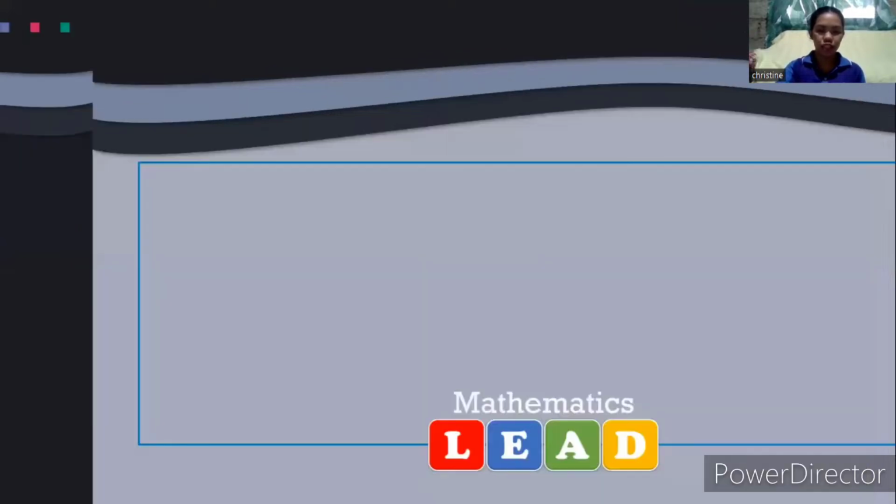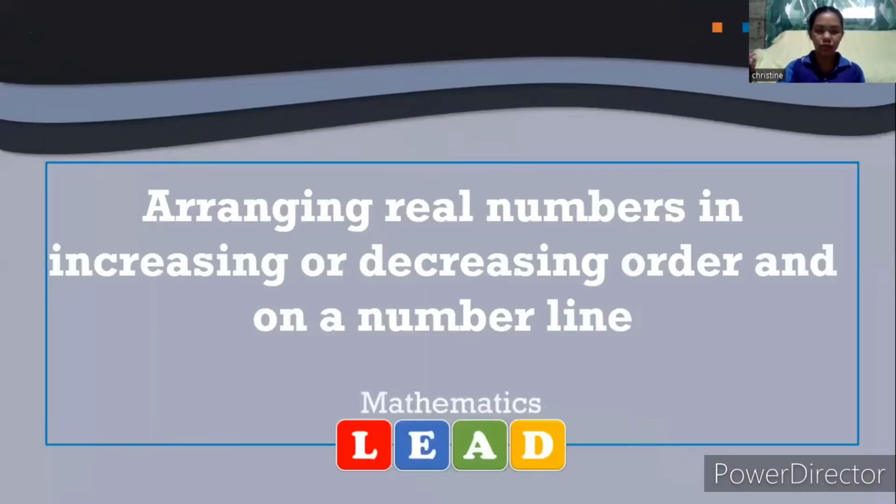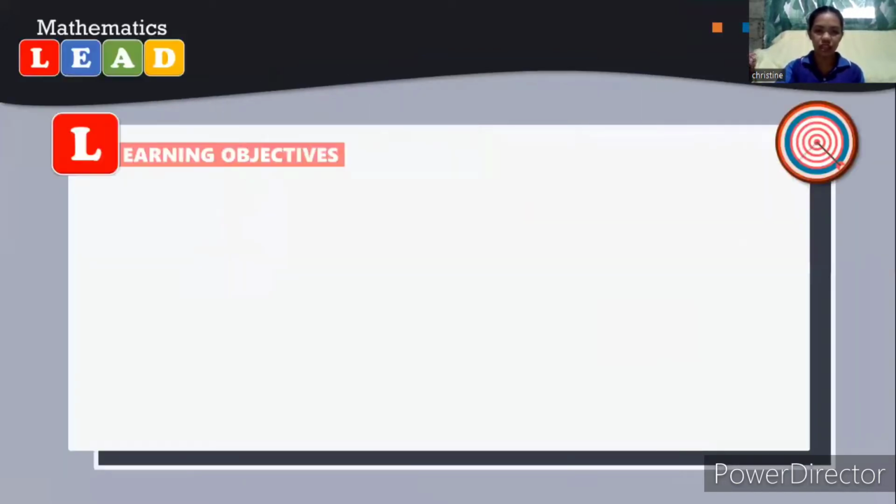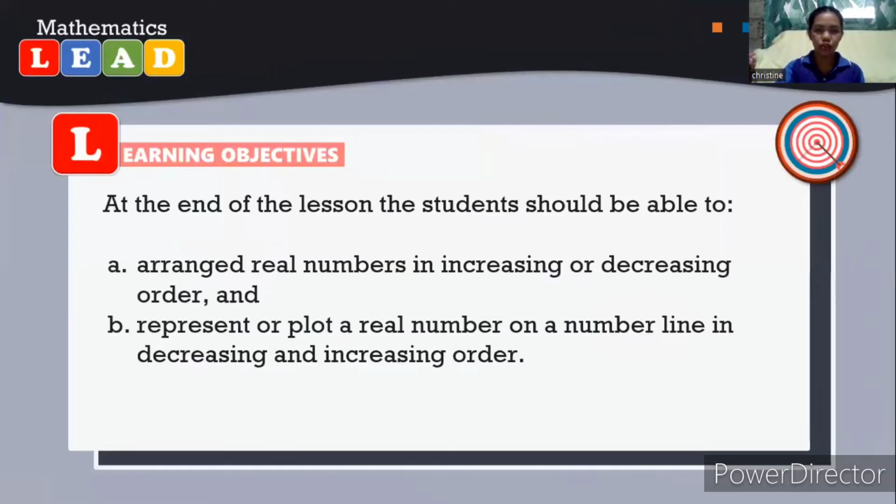So our lesson for this video is all about arranging real numbers in increasing or decreasing order and on a number line. Before we start, for our learning objectives, at the end of discussion, students should be able to arrange real numbers in increasing or decreasing order and plot or represent real numbers on a number line in decreasing or increasing order.